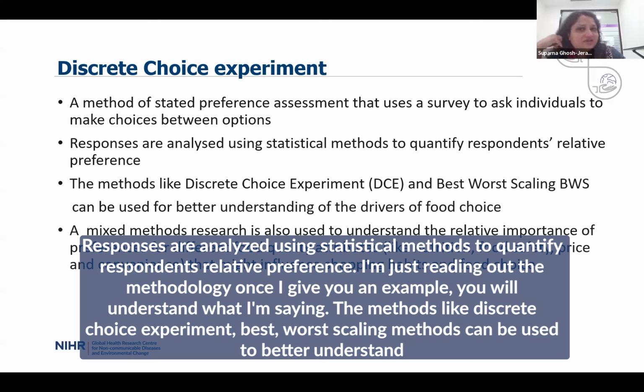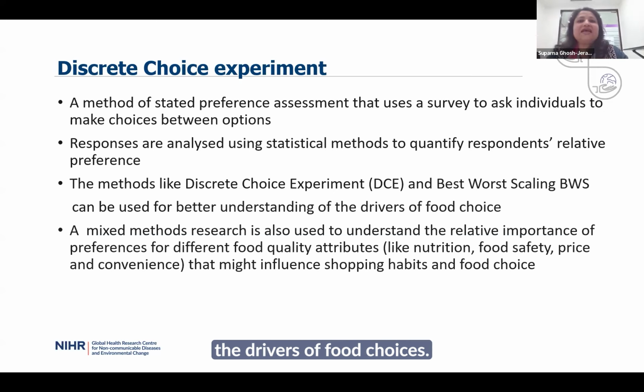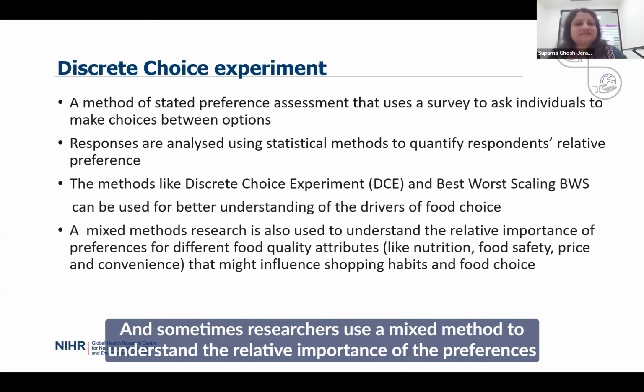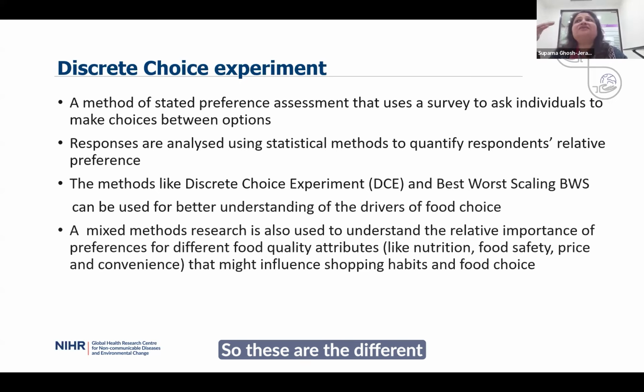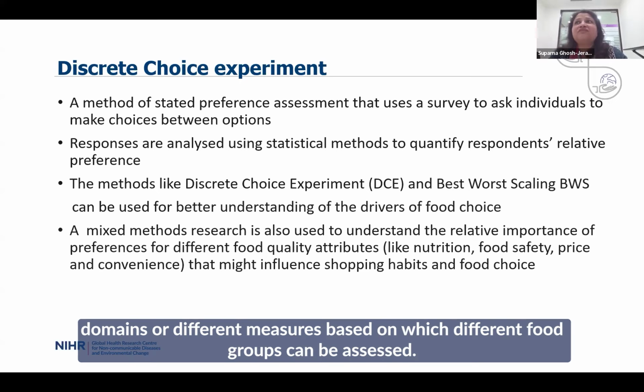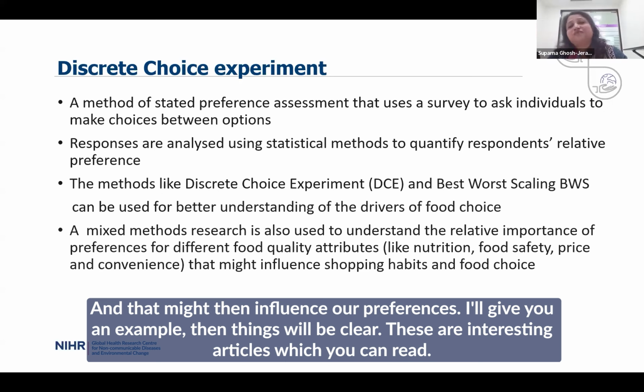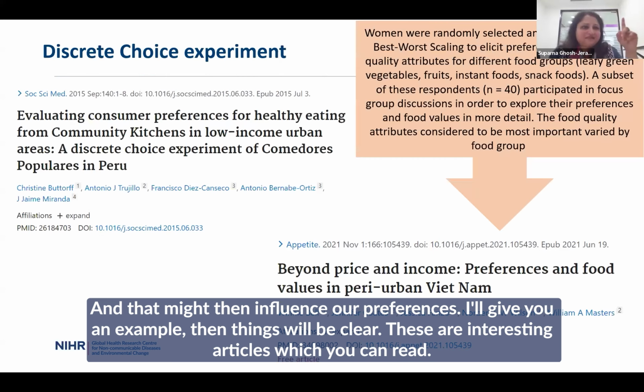Methods like discrete choice experiment and best-worst scaling can be used to better understand the drivers of food choices. Sometimes researchers use a mixed method to understand the relative importance of preferences, for example, for different diet quality attributes like nutrition, food safety, price, and convenience. So these are the different domains or measures based on which different food groups can be assessed, and that might then influence our food choices. I'll give you an example, then things will be clear.